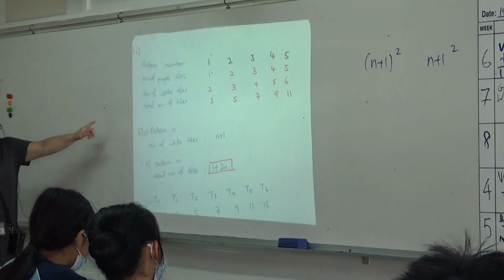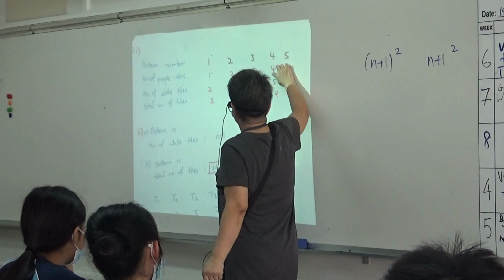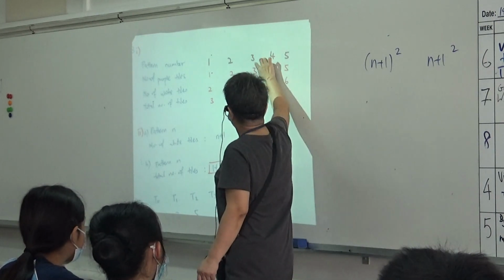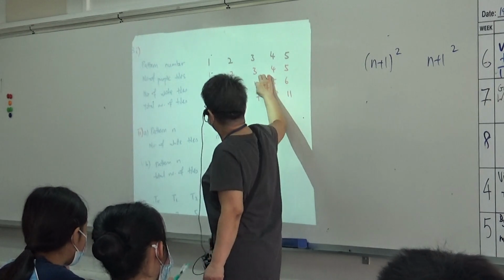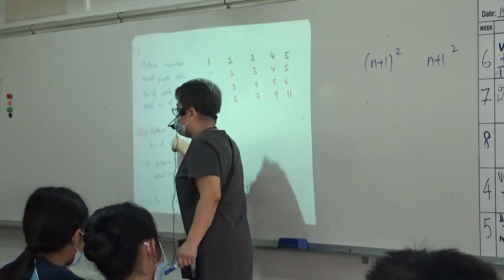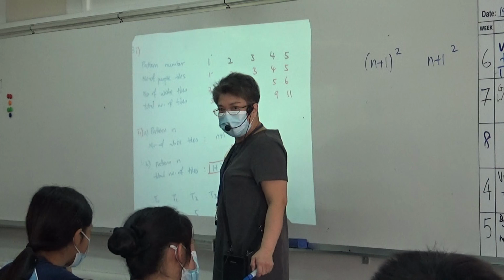Now, I want you to look at white tiles. Now, pattern, if it's 4, it will be 5, right? If it's 3, it's 4, right? If it's 2, it's 3. If it's 1, it's 2, right? So what if it's n? N plus 1. Alright. Can I get n plus 1?